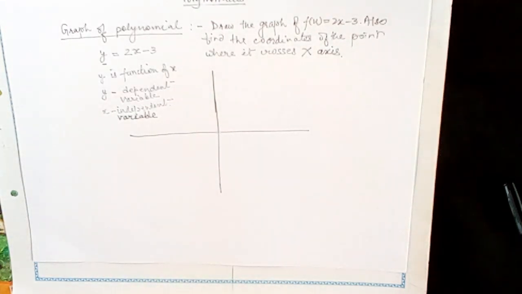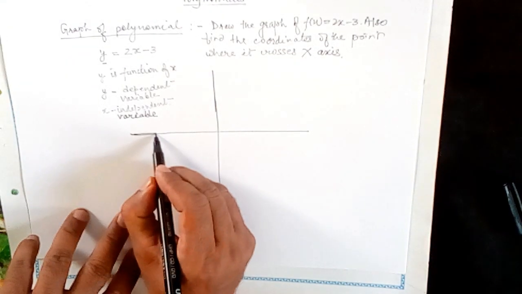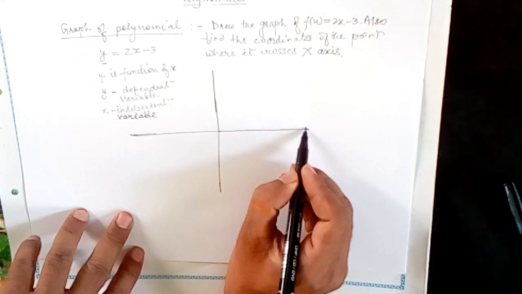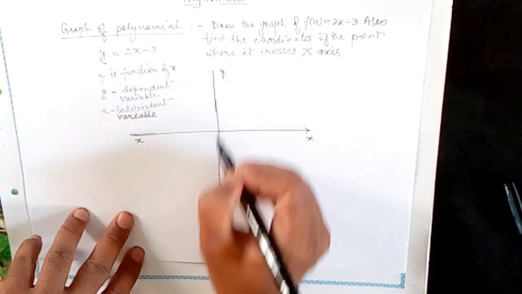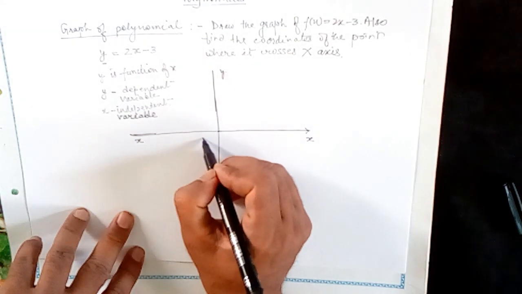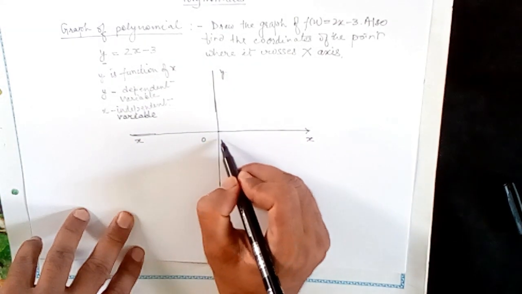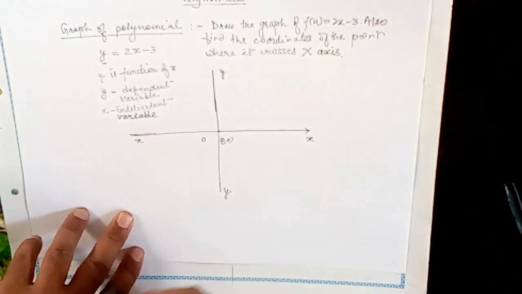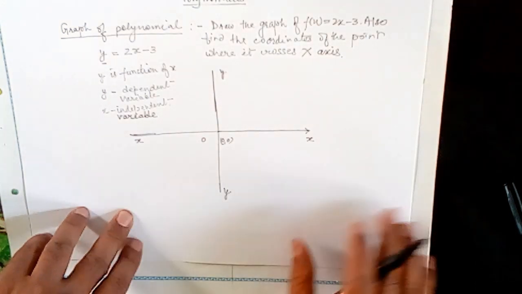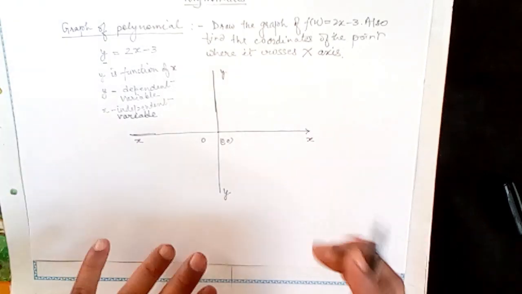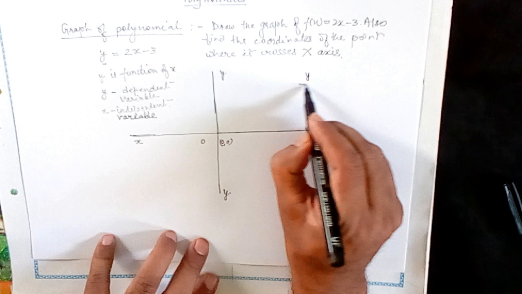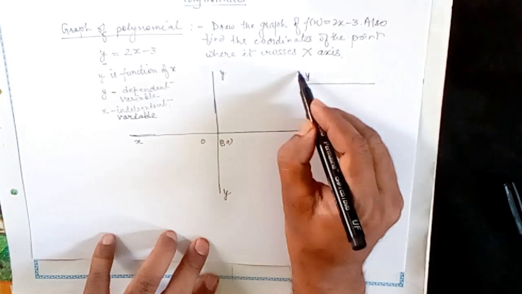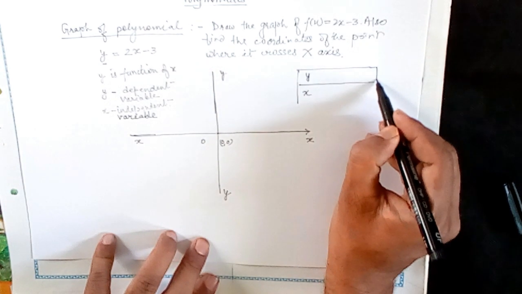Here what we have to do first: now we know that in a graphical representation we have the x-axis, this is the x-axis, and the y-axis. This is the origin, where we have coordinates (0, 0). Now first we have to make a table here, x and y, like this.